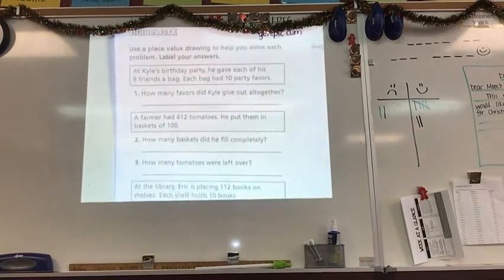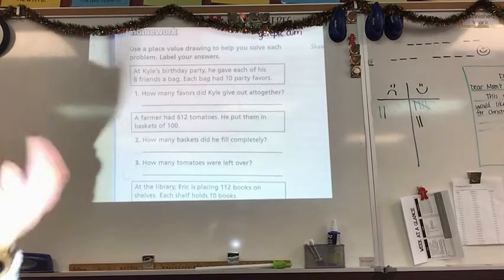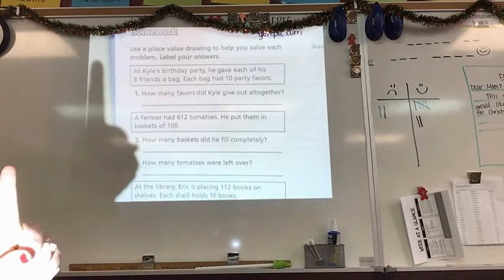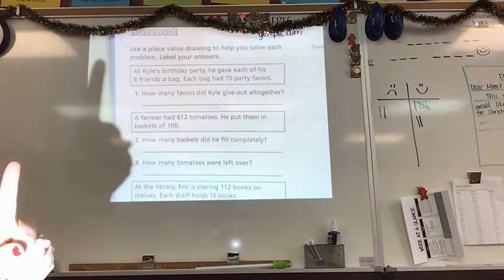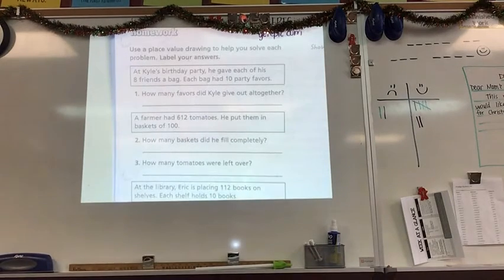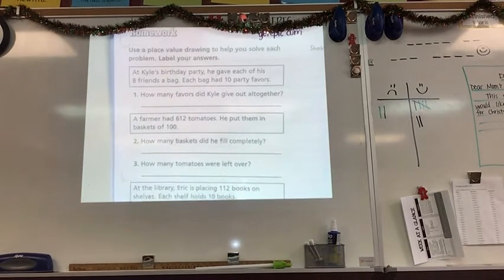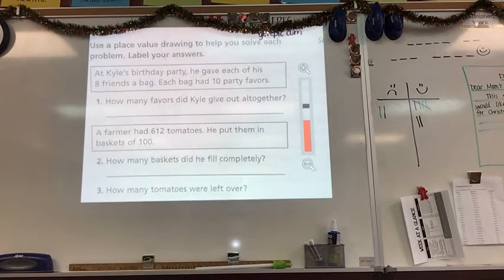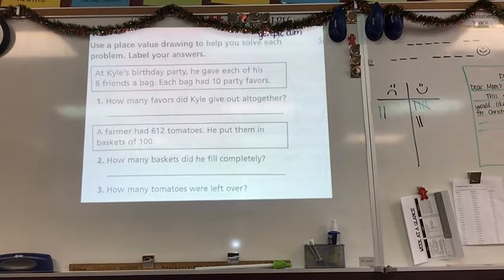And because this is what we ended with, I will help you with number 1. And then number 2 and 3 are going to be like what we just did. Okay? So numero uno. At Kyle's birthday party, he gave each of his 8 friends a bag. Each bag had 10 party favors. How many favors did Kyle give out altogether?